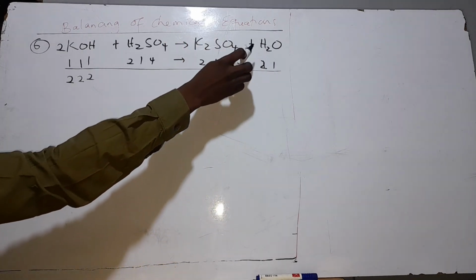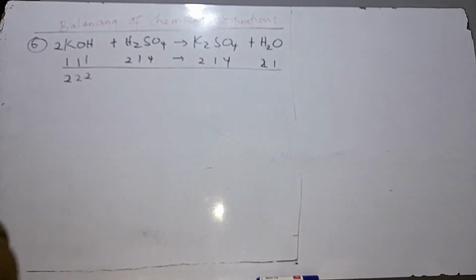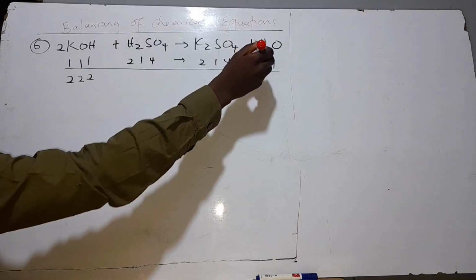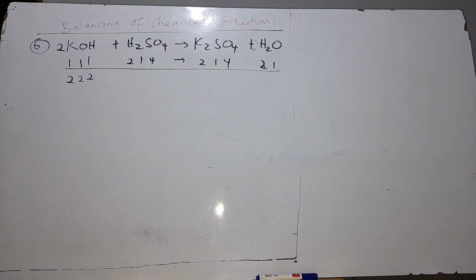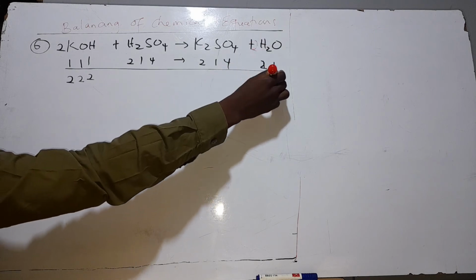But I know that if I introduce a 2 here, 2 times 1 will give you 2, right? So I put a 2. I introduce 2 to this side of the equation. When I introduce 2 here, hydrogen here is going to be 4, then oxygen is going to be 2.